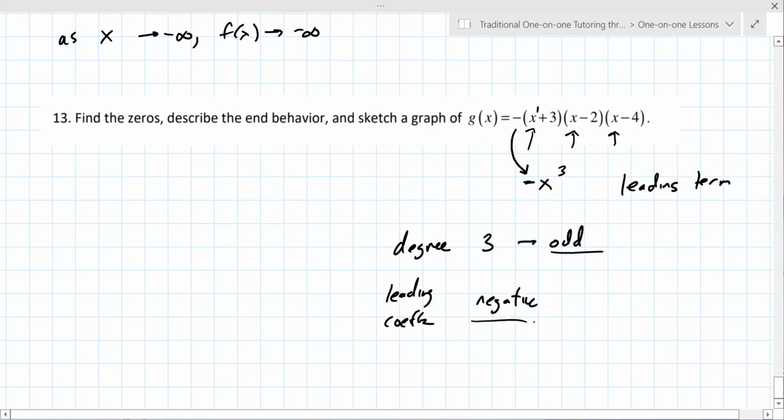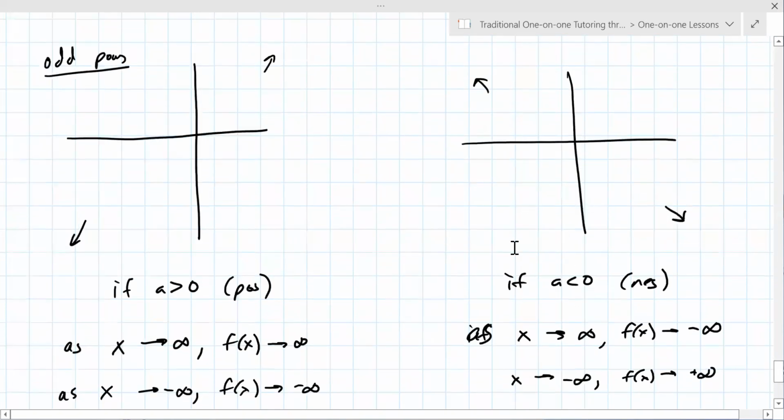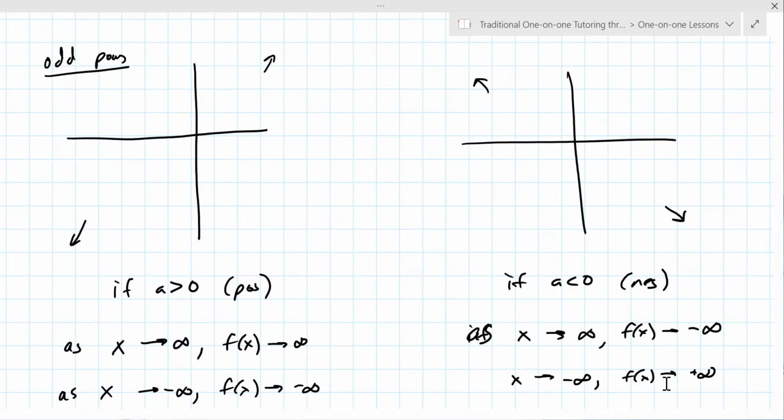It's odd and it's negative, and you go back and find the graph that matches with it. Oh, it's this one. This is the one for odd powers, and this is the one for the negative. And you write this stuff down for your end behavior. We went a little fast through that because of the time, but it's not as complicated as maybe they make it seem. It's fine. There's 4 graphs. You find the one that matches your information.